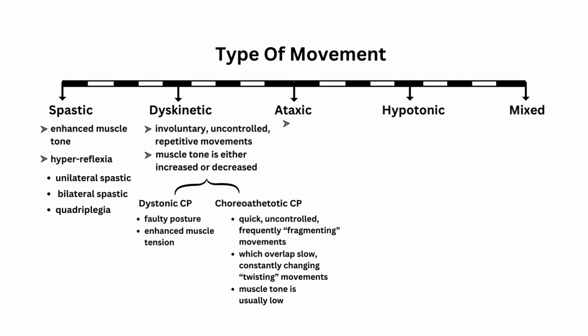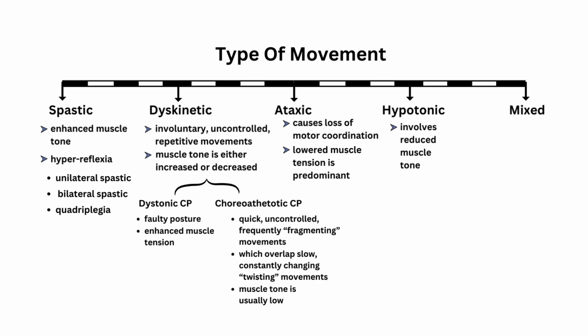Ataxic CP causes motor coordination loss. In this type of CP, lowered muscle tension is predominant. Hypotonic CP involves reduced muscle tone, which makes the child unable to move. The most common mixed form of CP is spastic dyskinetic cerebral palsy.